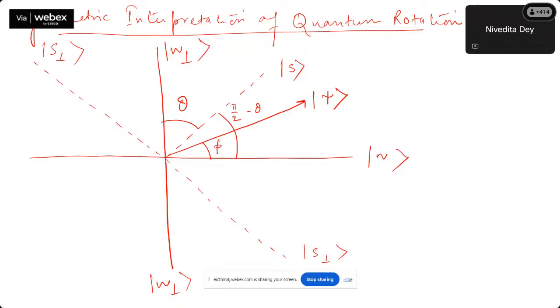Right? But if this is your theta, then this one will be your cos component of S. So this is your S cos theta. So in that case, the remaining one, this part will be your S sin theta. The pi by 2 minus theta part, that is your S sin theta.